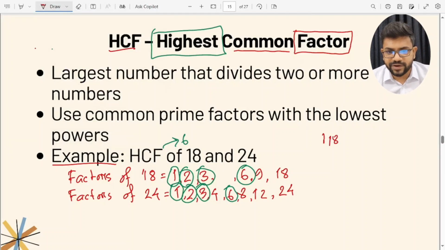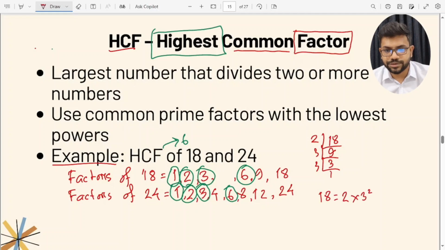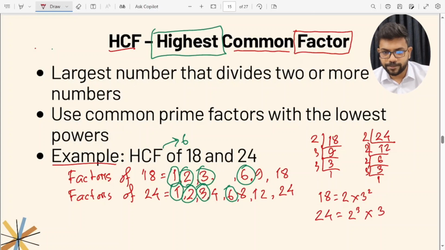So 18 prime factorization can be 2, 9, 3, 1, like this. So 18 can be written as 2 times 3 square. 3 times 3 is 3 square. Okay. 24 is 2 again, 2 again, and 3 ones are 3. So it's basically 24 equal to 2 cubed times 3.